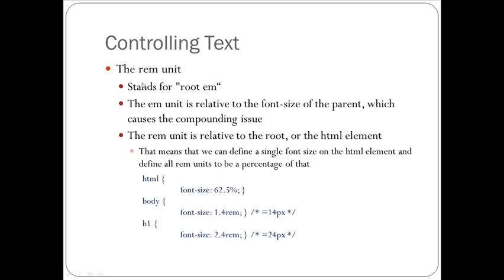The other one that the sample shows is a REM unit. It stands for root EM. Now remember, we talked about EMs, and EMs are basically a percentage. So 1 EM would be the same as whatever is inherited. If you had a paragraph that had, let's just say, 16 pixels, and you put a span in there and you wanted to do a 1 EM, well, that's going to be 16 pixels as well. If you did 1.5 EM, which is 150%, then that would be 24 pixels.